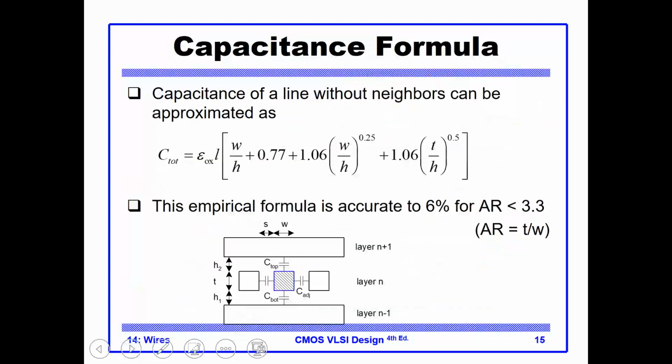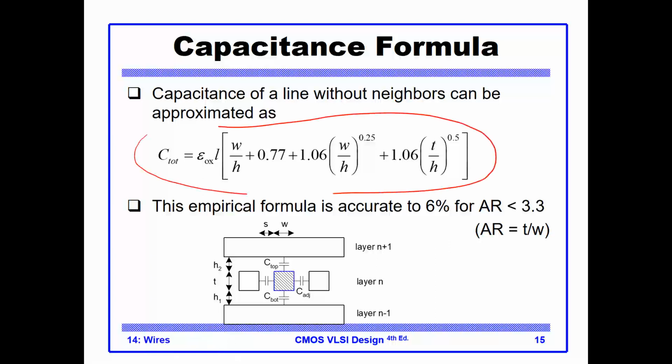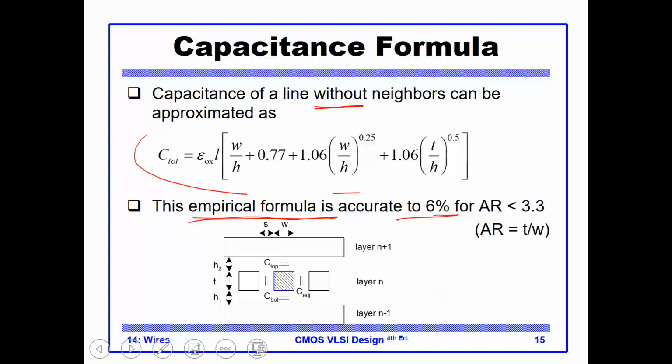In fact, we will have to resort to equations like these. If I want the capacitance without neighbors, meaning that I have capacitance either on top or on bottom, this is the equation here. All these empirical formulas have certain error, because very accurate models require much more sophisticated equations to estimate the capacitances.